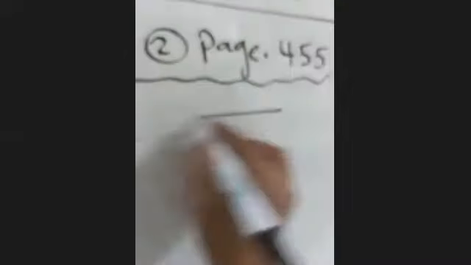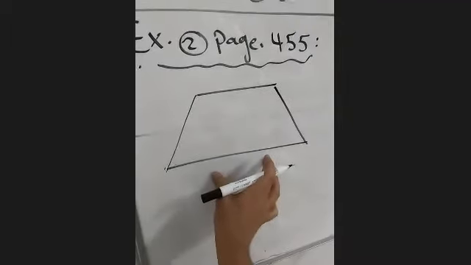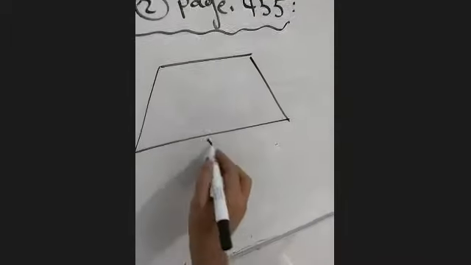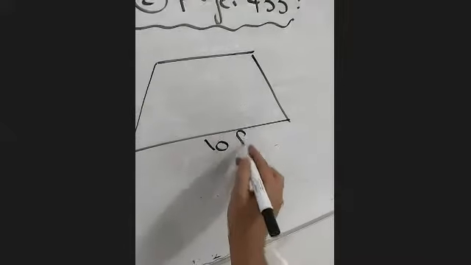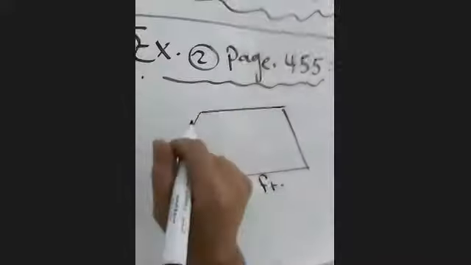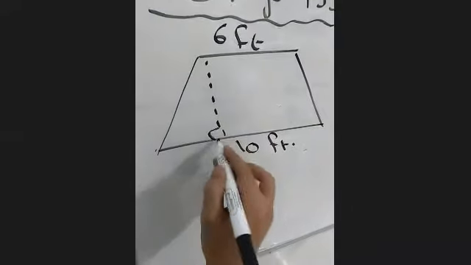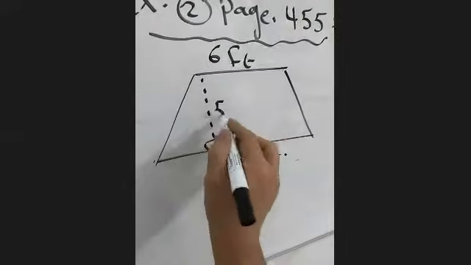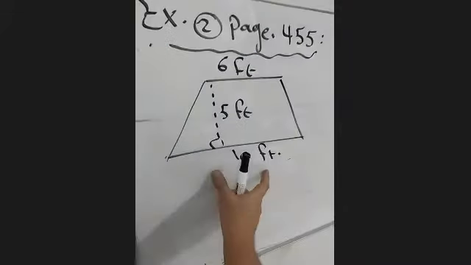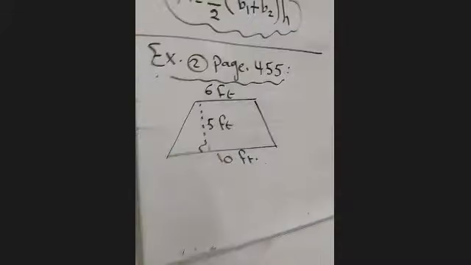Yeah, we have this trapezoid here. This is a trapezoid, right? How much is base 1 down? 10 feet. And base 2? 6 feet. The height between them? 5 feet. So we have base 1, base 2, and the height. What's the area?